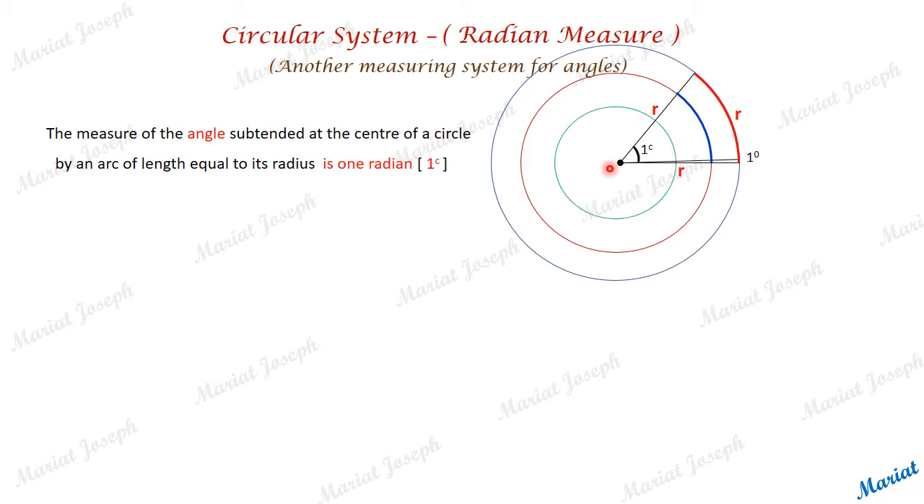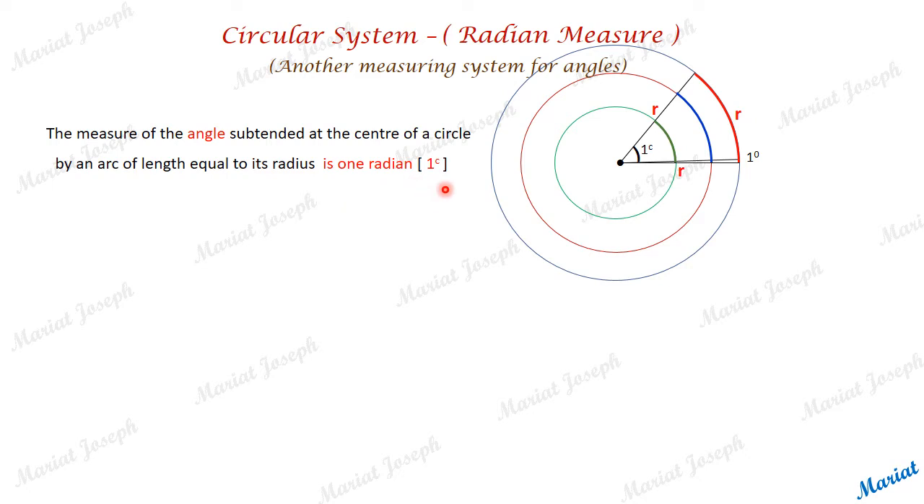Let's check by another circle. Still smaller one. Radius is still smaller. So the length of the arc will also be obviously smaller. Now this small arc subtends the same angle at the center. Hence, we conclude that this definition is irrespective of the circle that you are taking. Whichever is the circle, the measure of the angle subtended at the center of a circle, any circle, by an arc of length equal to the radius of that circle is called 1 radian.